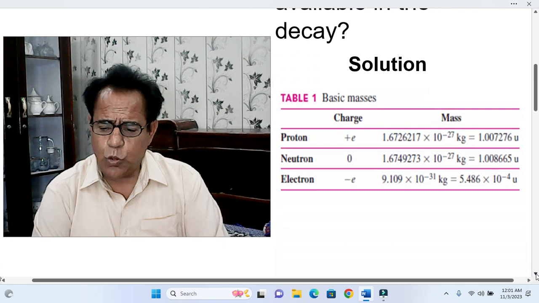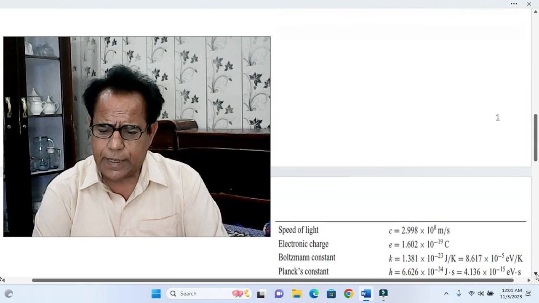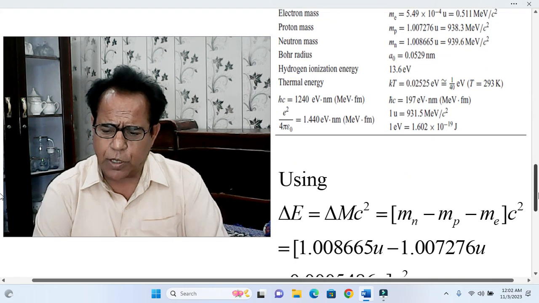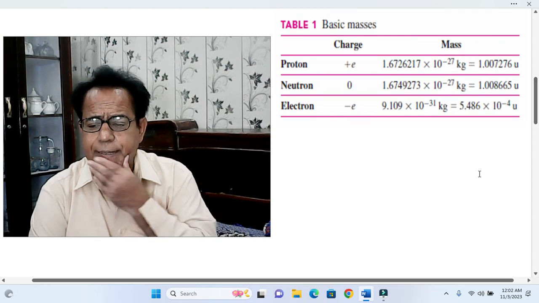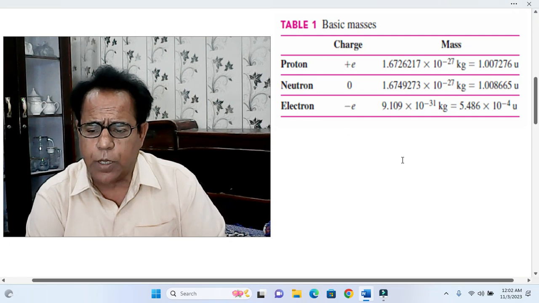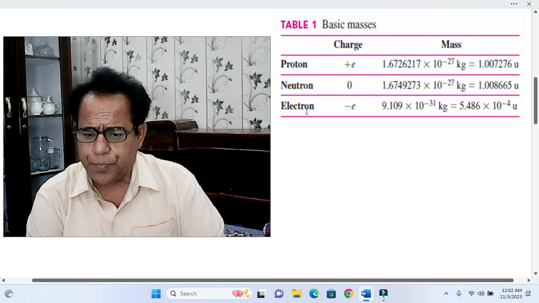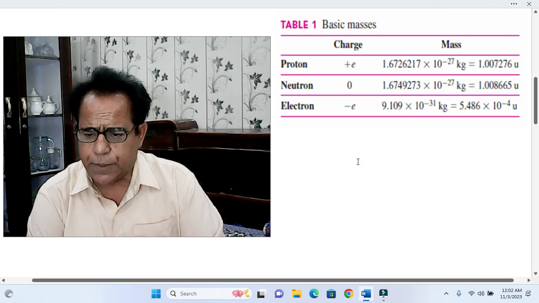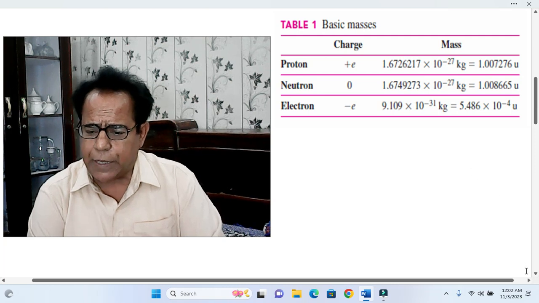We come to the solution. Before starting our solution in a formal manner, we introduce a few snapshots, only two snapshots. In the first snapshot, charge and mass are given. The basic masses are proton, neutron and electron. Proton: 1.007276 atomic mass units. Neutron: 1.008665 atomic mass units. Electron: 5.486 times 10 to the power minus 4 atomic mass units.